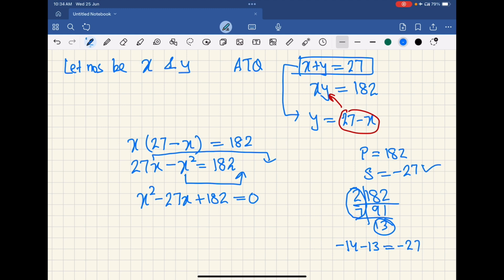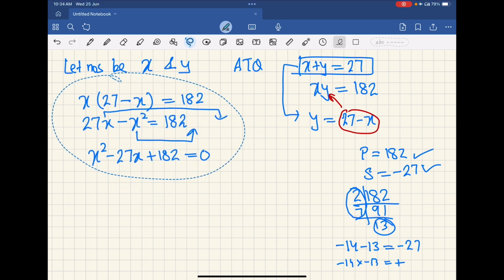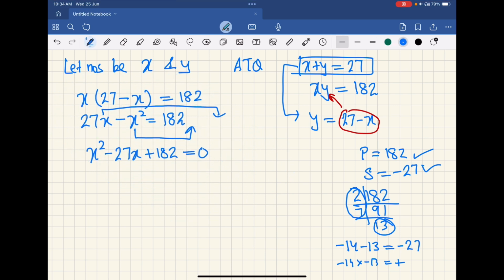So ये box tick हो गया. Minus 14 into minus 13 should be plus 182. So ये box भी tick हो गया. That means what? ये हमारा सही combination है. So let us use this now. So I'm going to write x square minus of 14x minus of 13x plus 182 which is equal to 0. Now in दोनों में what is common?